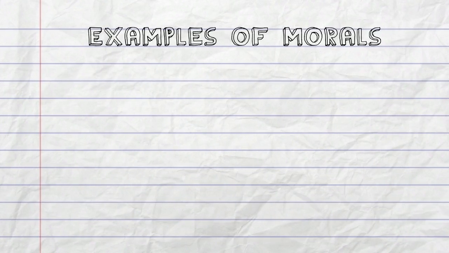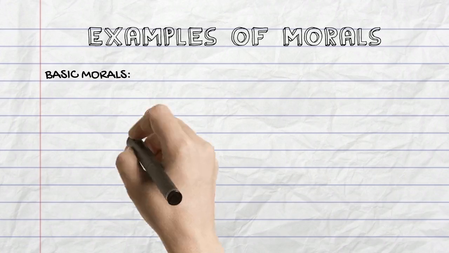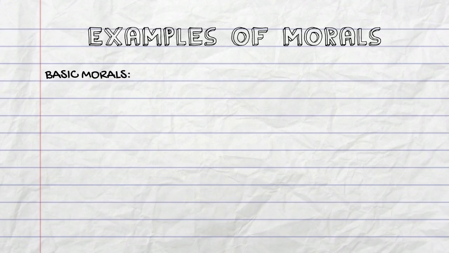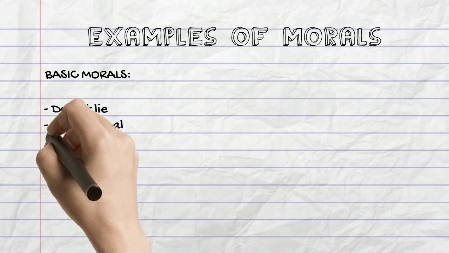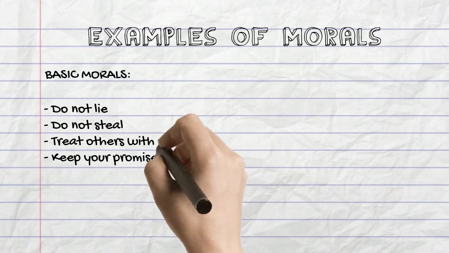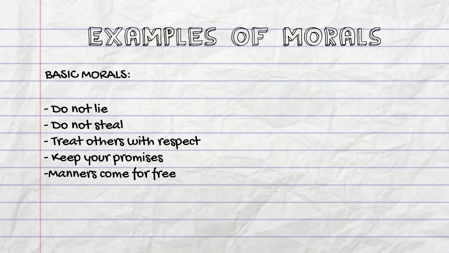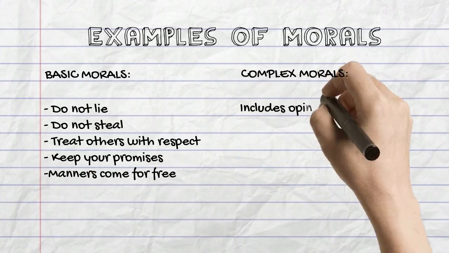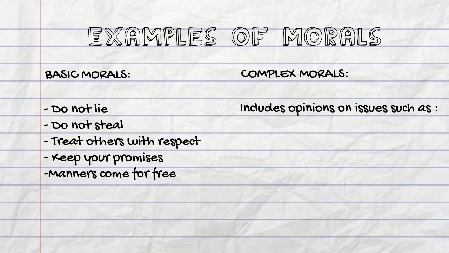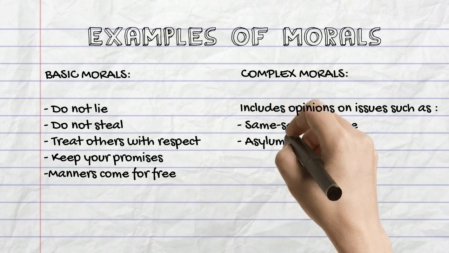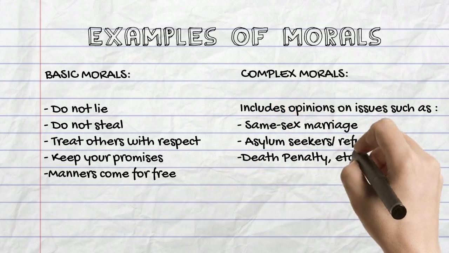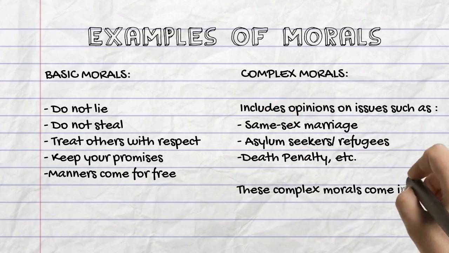When growing up, society and other external influences teach us examples of morals that we should abide by. These examples include basic morals, but can also include more complex moral codes, which place strain on our moral compass. Basic morals can include things such as do not lie, do not steal, treat others with respect, keep your promises, and manners come for free. A few examples of more complex morals often involve political and lawful situations, such as opinions on same-sex marriage, asylum seekers and refugees, the death penalty, and more. These complex morals often come into play later in life.